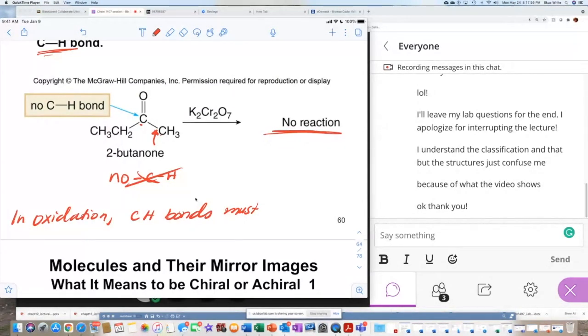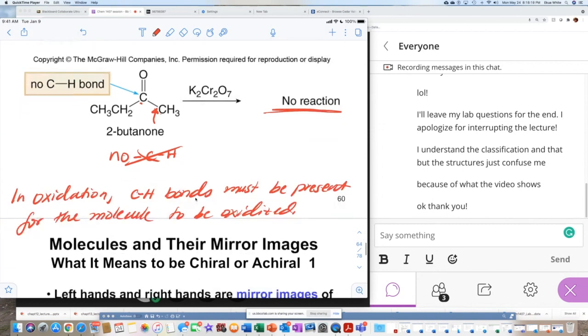He's handling it. Okay. In oxidation, the CH bond must be present for the molecule to be oxidized. Okay. Right. So the absence of the CH bond just means whatever you're looking at cannot be oxidized.